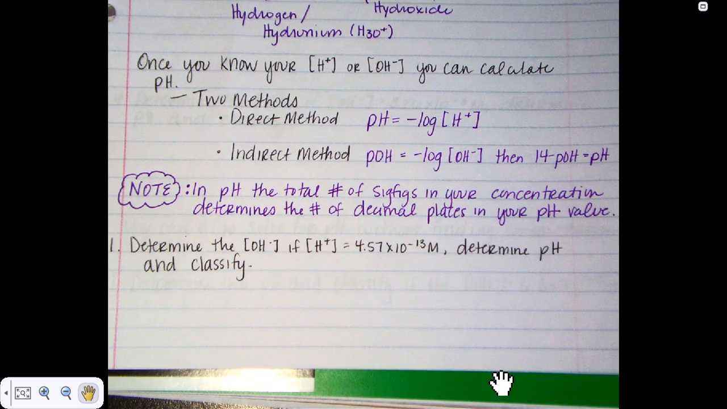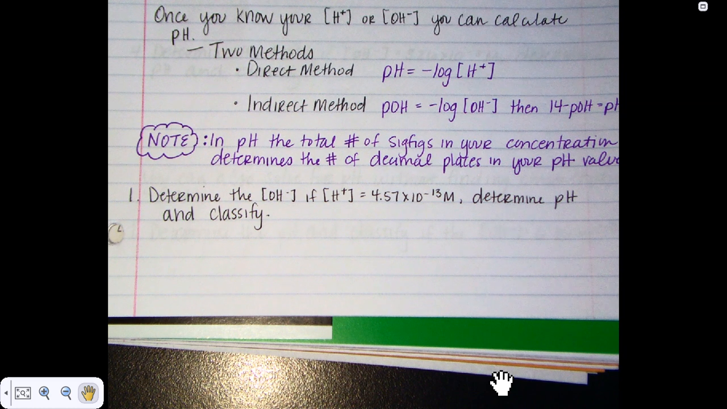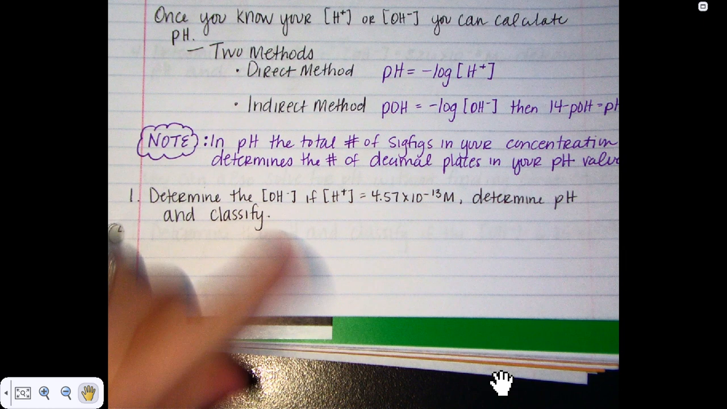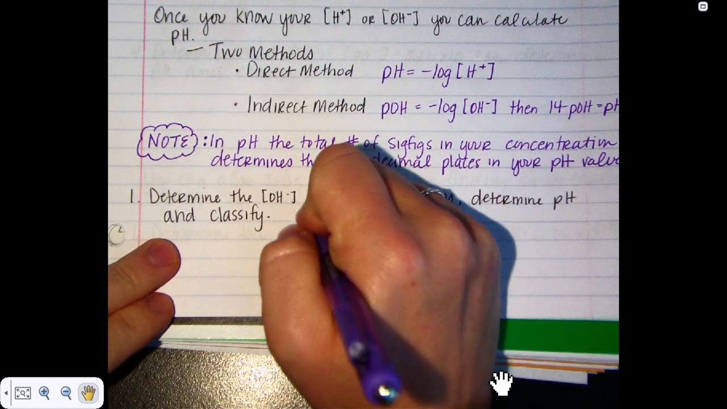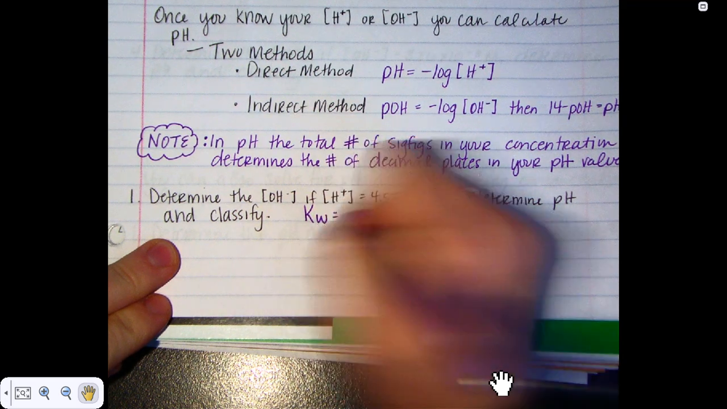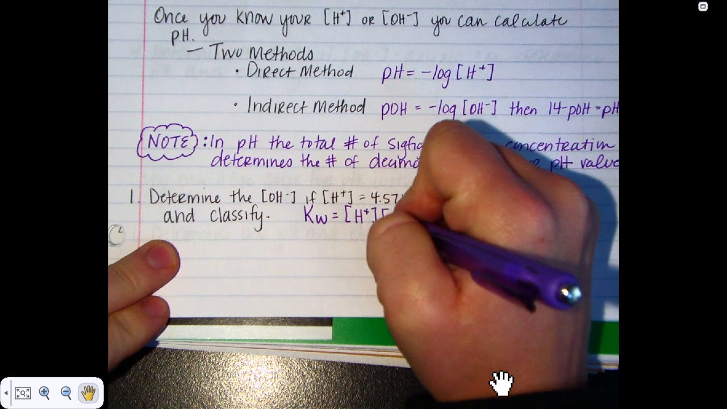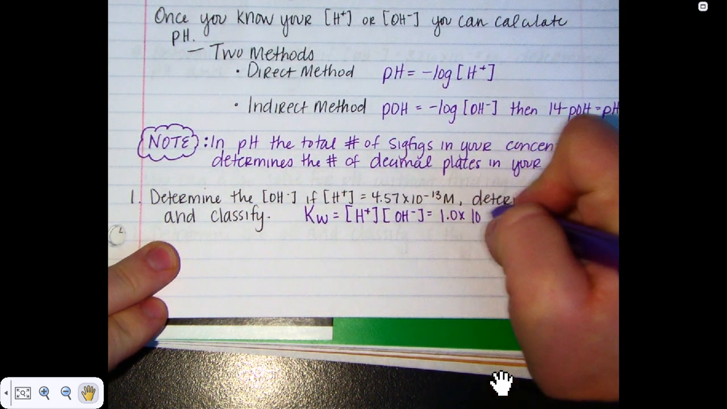So let's look at our first example. Determine the concentration of OH minus if the H plus is 4.57 times 10 to the minus 13th. Determine the pH and classify. So anytime I'm asked to find concentration, the first thing I'm going to have to do is my KW expression. So remember, and I'm not going to write this every time, but I will write it this first time. KW is the concentration of the H plus times the concentration of the OH minus, and that's equal to 1.0 times 10 to the minus 14.